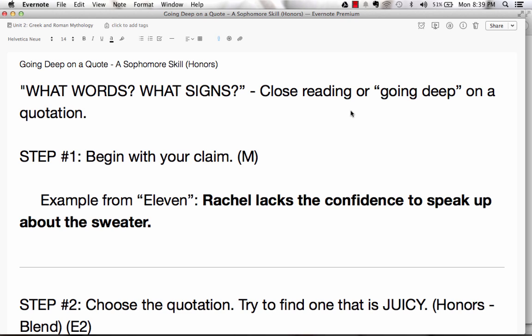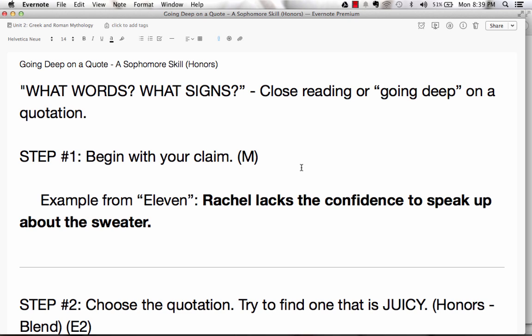So we are going to start with a claim. That's going to be step number 1. Now, if you want to get technical, we may not always begin with a claim. Sometimes your argument can start with a quote that you like, and then you make a claim based on that quote. But for the sake of today, we're just going to say that you began with a claim.